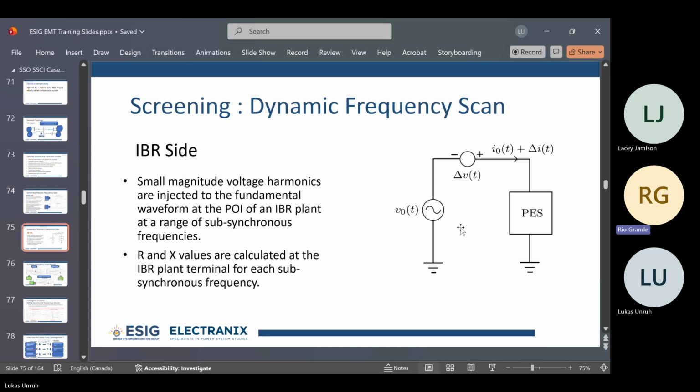So again, the dynamic frequency scan for the IBR side, the dynamic or active frequency scan, we take our IBR here, take a voltage source, and we add some voltage perturbation on it. That's this delta V, and then we have some current here, and we do an FFT of these 2 quantities and figure out the impedance characteristic.